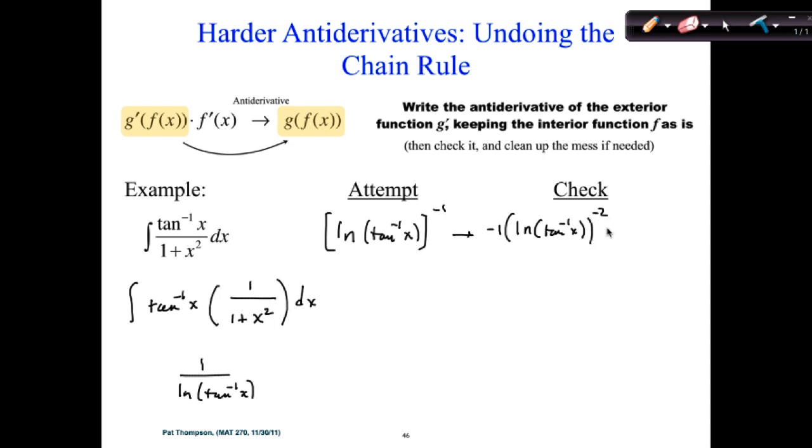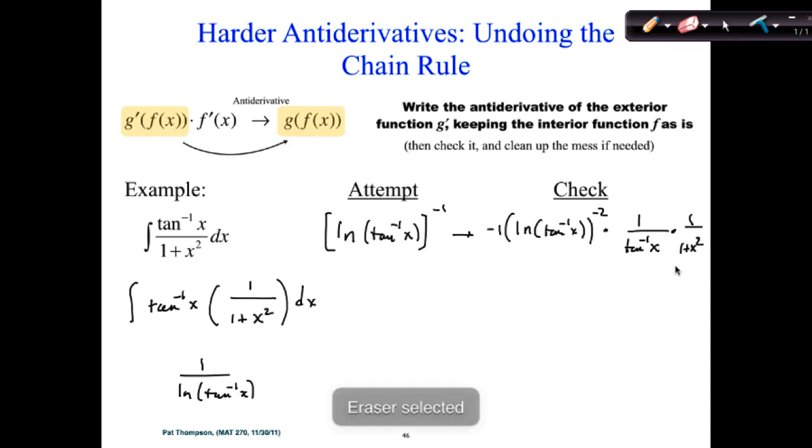to the minus 2 times 1 over tangent inverse x, times the derivative of that, double chain rule. So it doesn't work. There's way more involved than what's going on there. But that's all right. Give it a shot. Take the derivative, and if your derivative is close, then you know you were close. If your derivative isn't close, then you know you're on the wrong track.